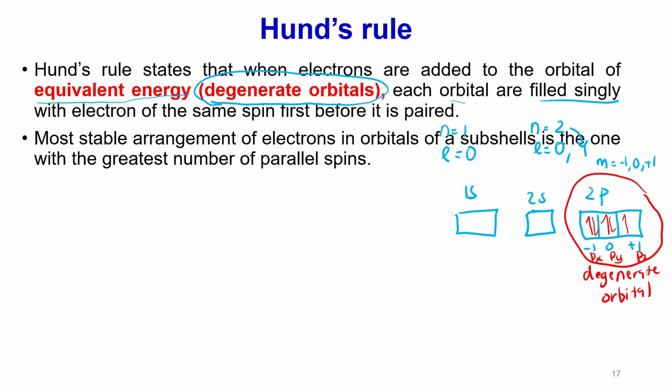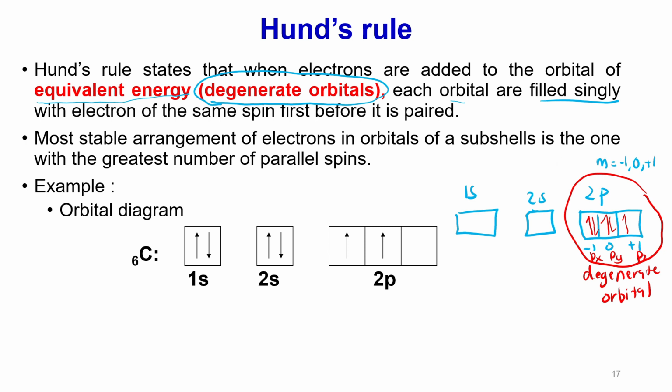So the most stable arrangement is the one with the greatest number of parallel spin electrons. For example, carbon has 6 electrons. First electron here, then second electron here. 1s is full, then we go to 2s. So third electron, fourth electron. After the fourth, the fifth goes here and the sixth here. So they cannot pair; they must be single-single first in each orbital.